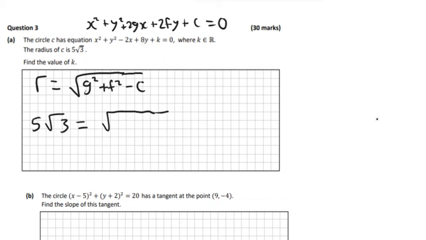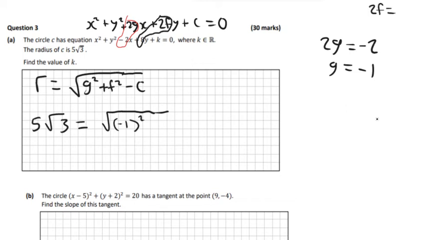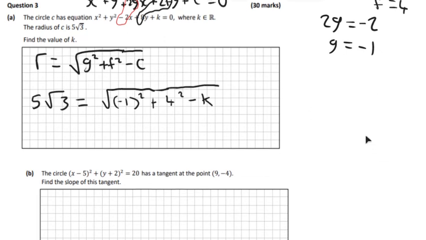So you can see there that 2g would have to be minus 2, because that's what's in front of the x in the circle. So 2g is minus 2, therefore g is minus 1, so we're putting in minus 1 instead of g, so minus 1 squared. And similarly for f, you're looking at what's in front of the y, so there's an 8 in front of the y, so 2f equals 8, therefore f is 4. So we're putting in a 4 instead of the f in the formula, so 4 squared minus c, and in this case it's minus k really, because c is k in the question.